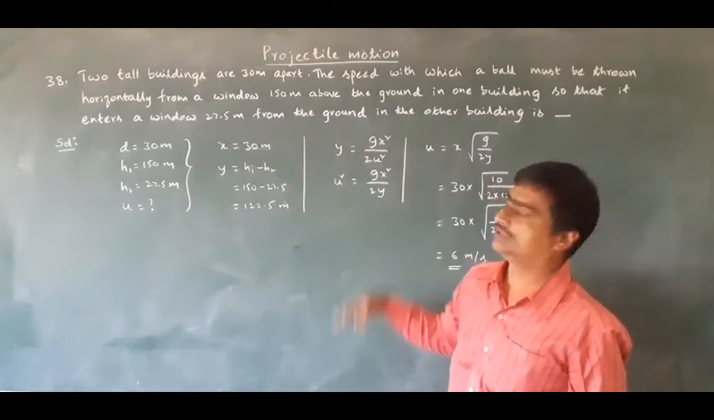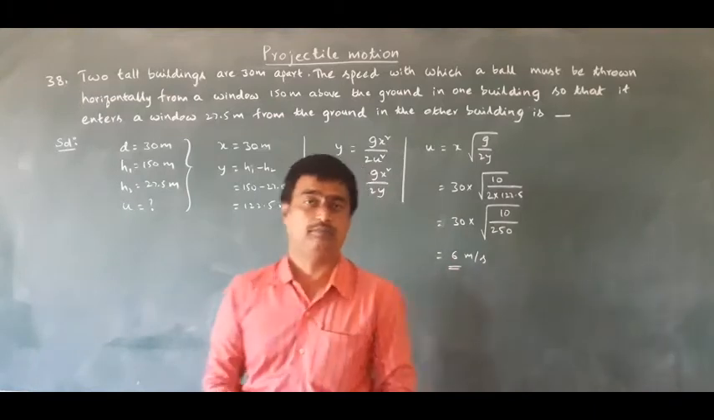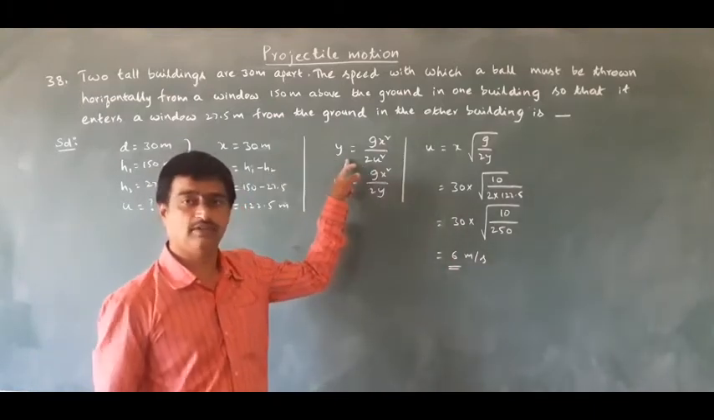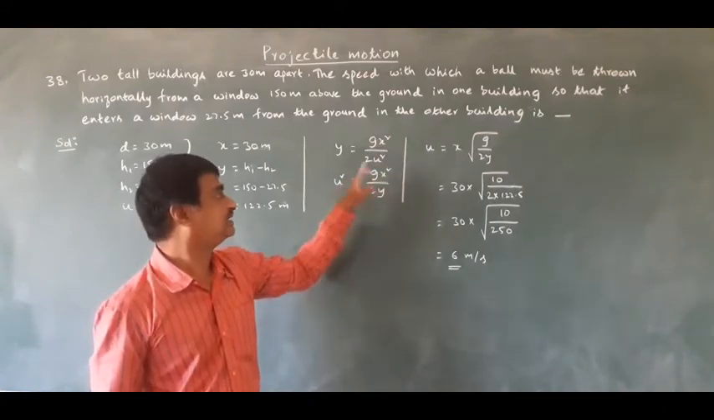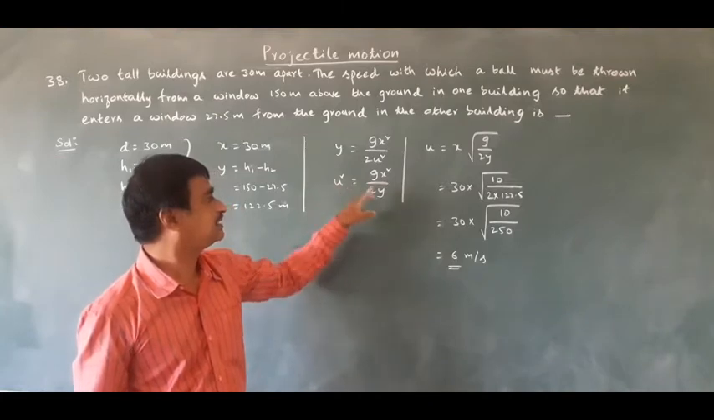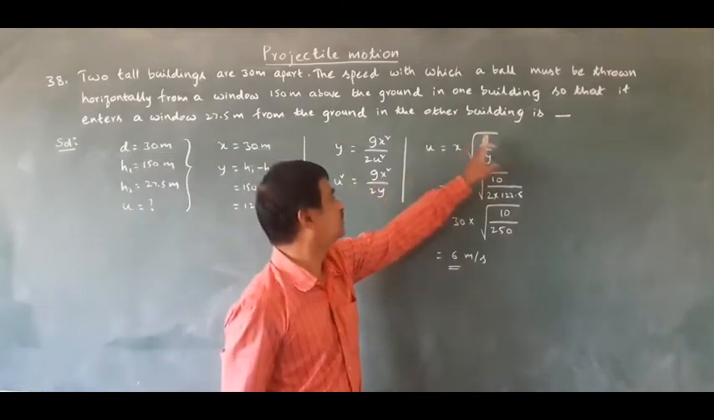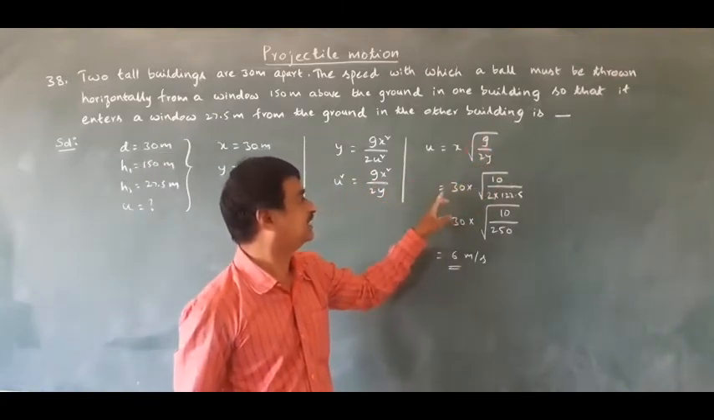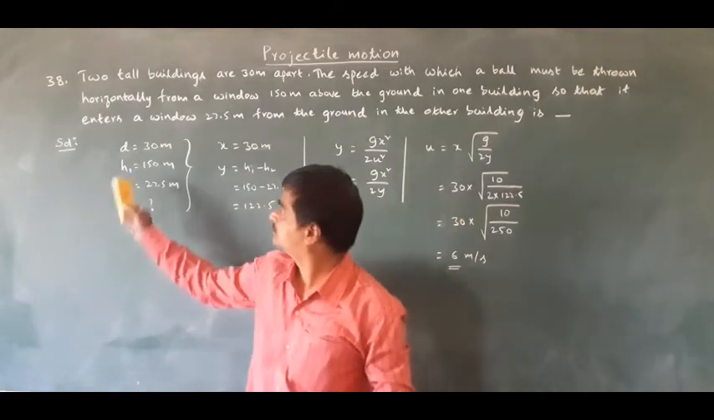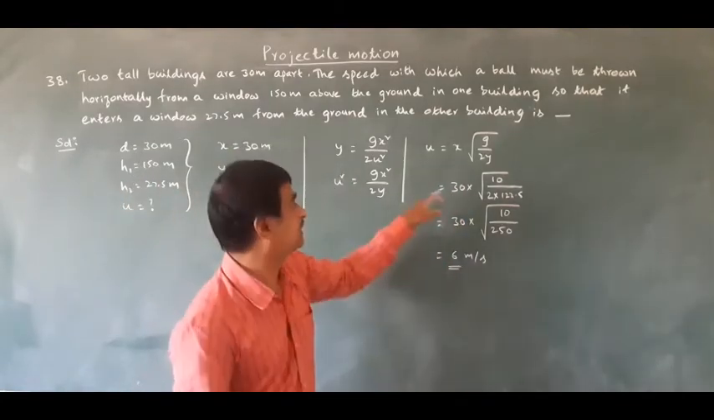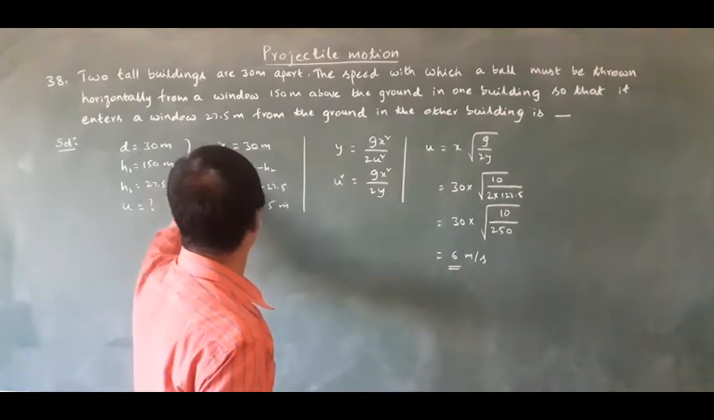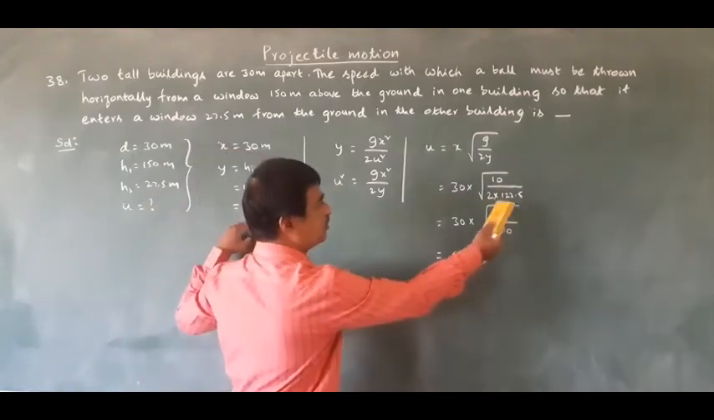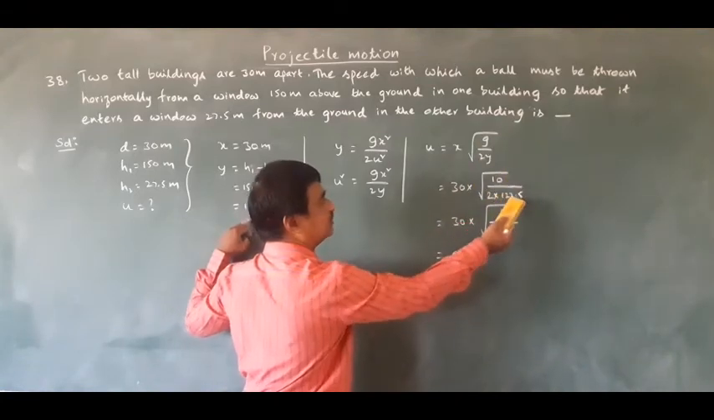Then we apply this one. Y is equal to, that is the path of a projectile for a horizontally thrown body from a certain height, y is equal to gx square by 2u square. That is u square is equal to gx square by 2y. Then u becomes x into root of g by 2y. Then x is 30 meter. G we take as 10. Then y becomes 122.5, that is 10 by 2 into 122.5.